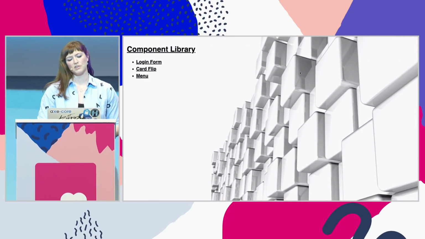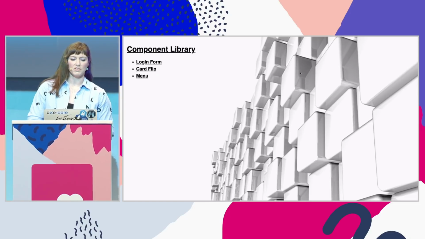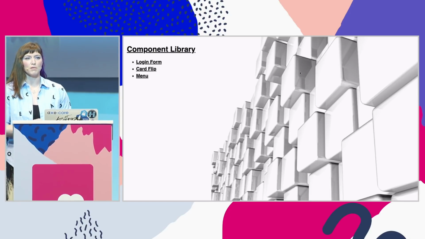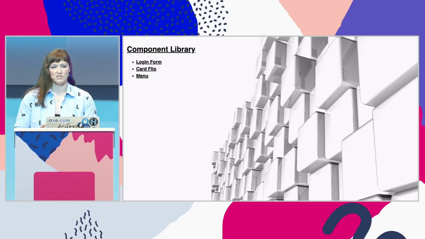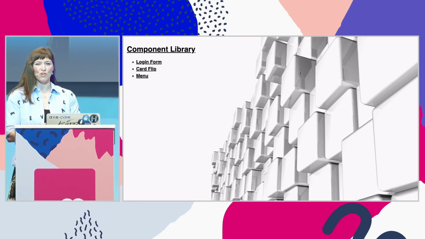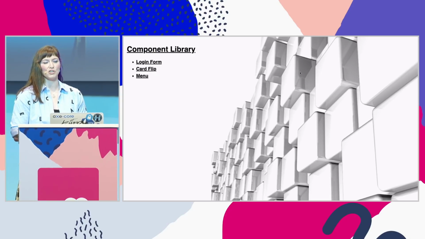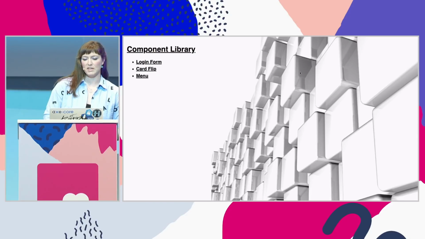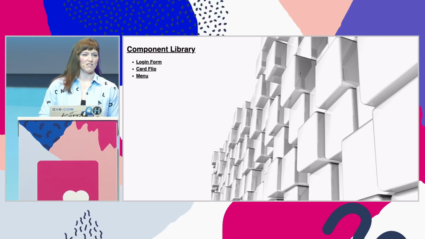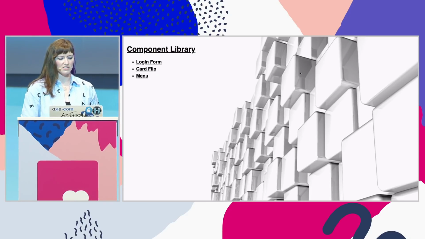So if we go over to the browser, I can show you this basic component library that I've built. It's got 3 components in it: a login form, a card flip, and a menu. And it's worth reiterating that we can't cover all of it in 25 minutes, but I'm going to show you some keyboard mechanics, some screen reader support, and some things that are chronically forgotten. And it really ends up impacting users.